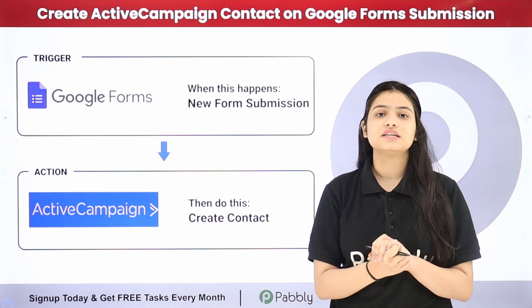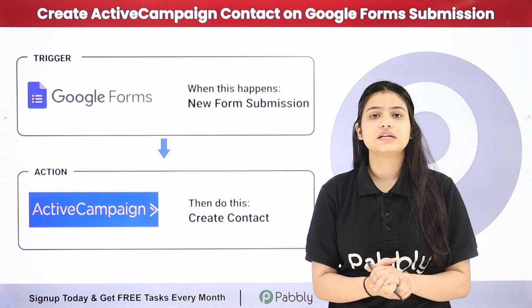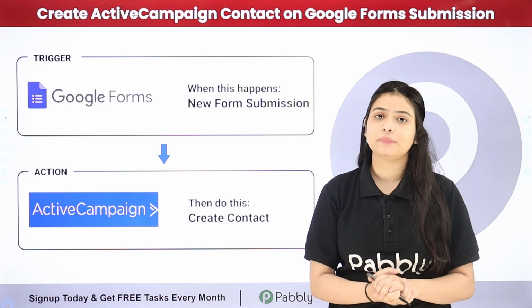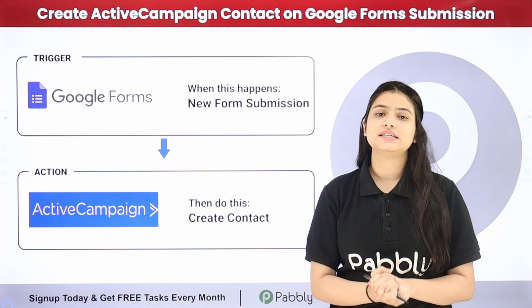So my objective is that as soon as a client submits that inquiry form on Google Forms, automatically the contact should be created in ActiveCampaign. That is the email marketing application which I am using. So how are we going to automate this entire process?